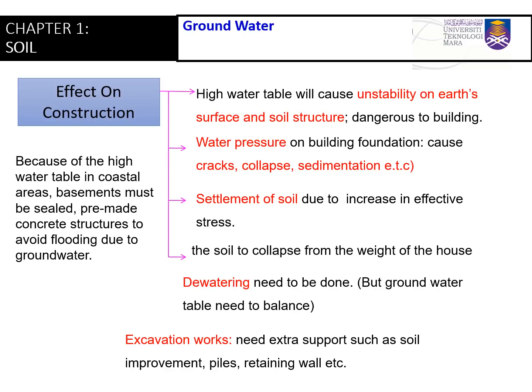Effects on construction. High water table will cause instability on earth's surface and soil structure, dangerous to buildings. So if you have a high water table in your soil, your soil will be soft, because its properties are disturbed. So it's dangerous to the building, because if you have a structure, for example a pad foundation, and it rests on soft soil, probably there can be settlement. You may have settlement in your building.